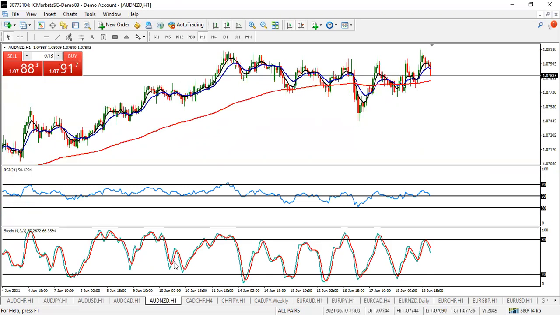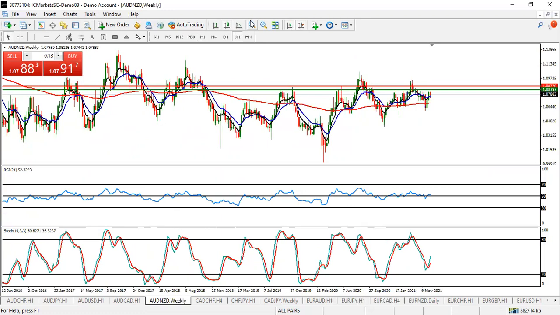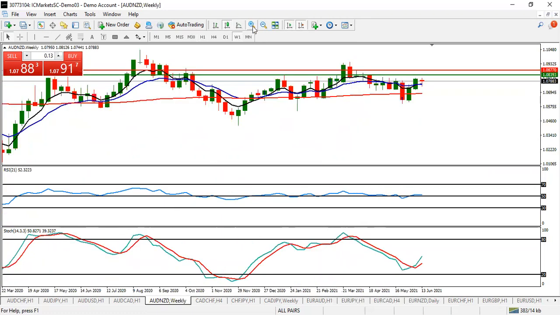AUDNZD is the next pair I'm going to be looking at. AUDNZD is currently buy bias right now, but on the weekly candle we can see some indecision candle and an inside bar, as a matter of fact. So we are still expecting to see the direction this pair is going to move. AUD is weak and NZD is also weak, but we expect AUD to go weaker. We expect this to either go up or down, but we are going to pay close attention to that.